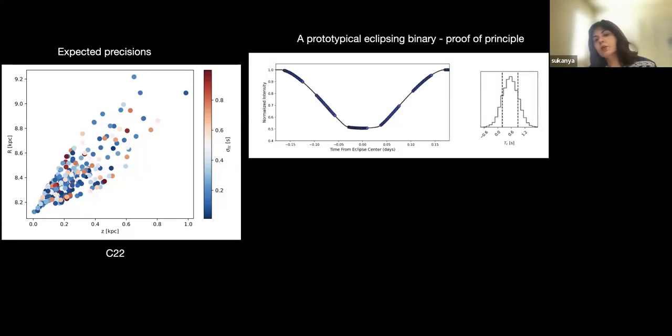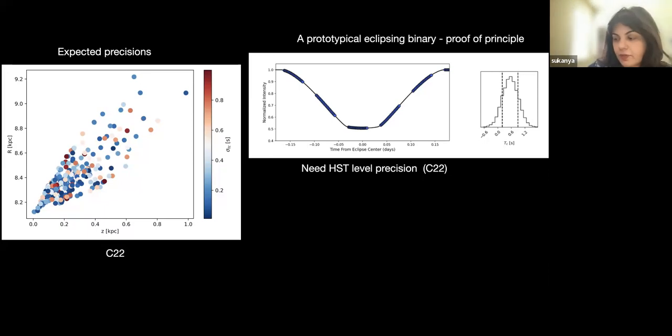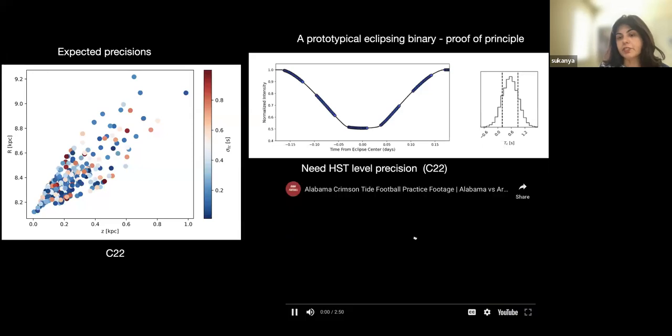So this is what the eclipses look like. This is a simulated HST light curve. They're fairly deep eclipses. Timing precision posterior is shown here on the right. For these sources, we basically need HST or JWST level photometric precision to get to the timing precision that we need to measure this very small shift.